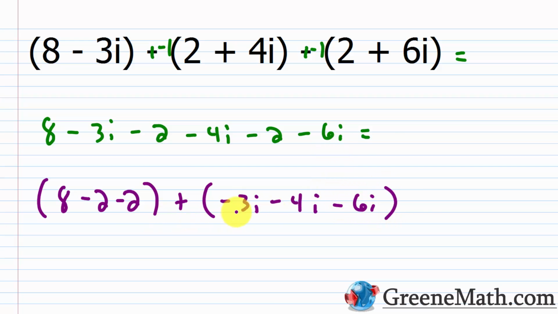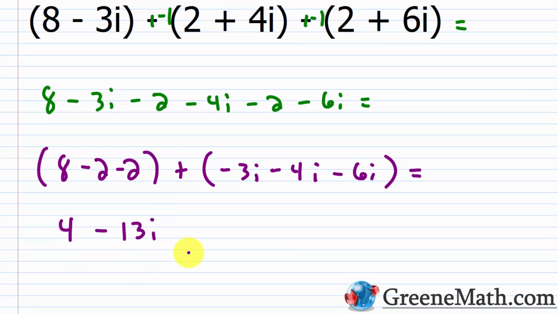If you need to group it like this for a while, that's fine too. It's just a little bit slower. So again, 8 minus 2 minus 2 is 4. So that's your real part. Then plus, negative 3i minus 4i is negative 7i. Negative 7i minus 6i is negative 13i. So let me just put minus 13i.